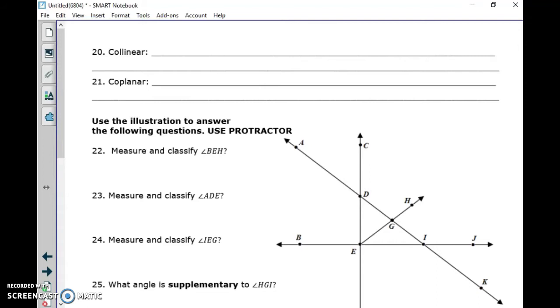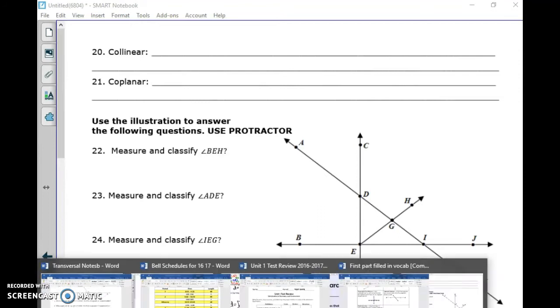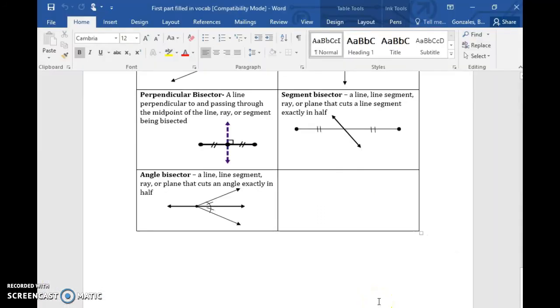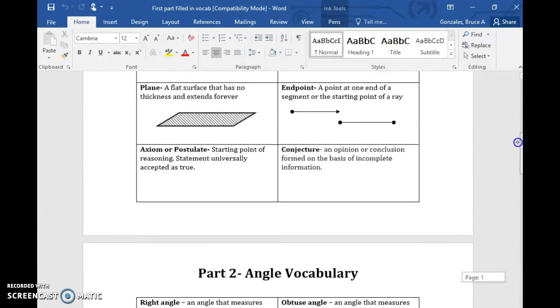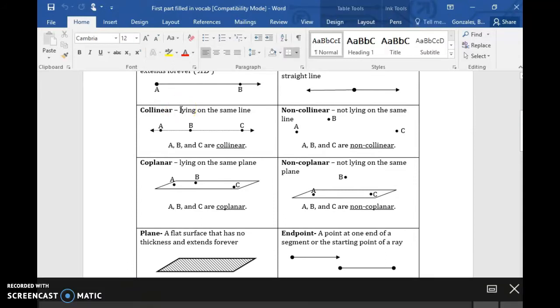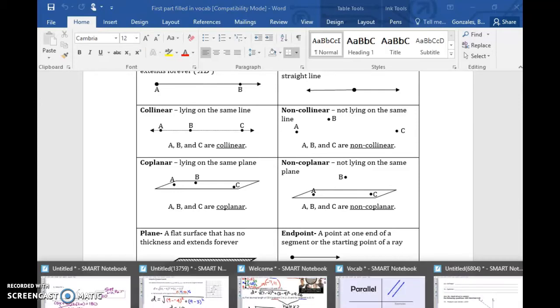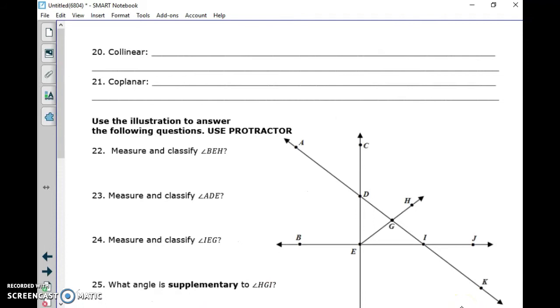And collinear and coplanar. Alright, collinear and coplanar are both right here. Collinear says lying on the same line, and coplanar lying on the same plane. To the right of them, you have the non-examples, non-collinear and non-coplanar. So that'll knock out two birds with one stone, number 20 and 21.